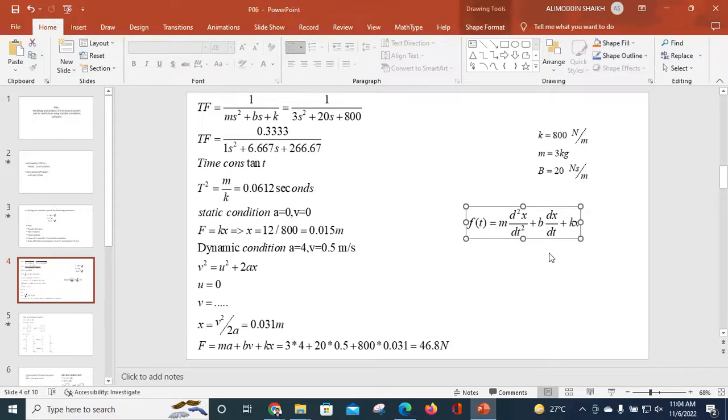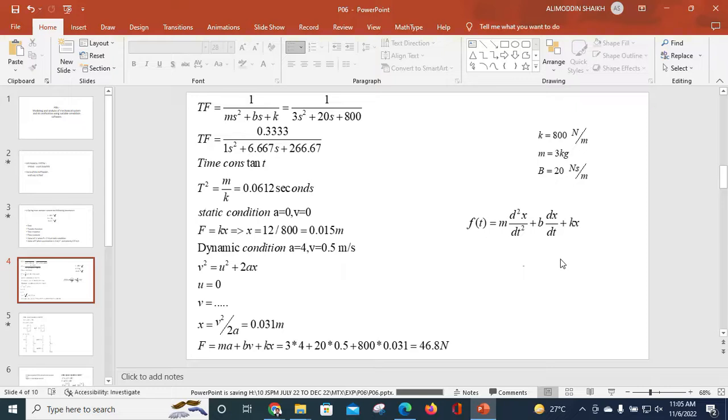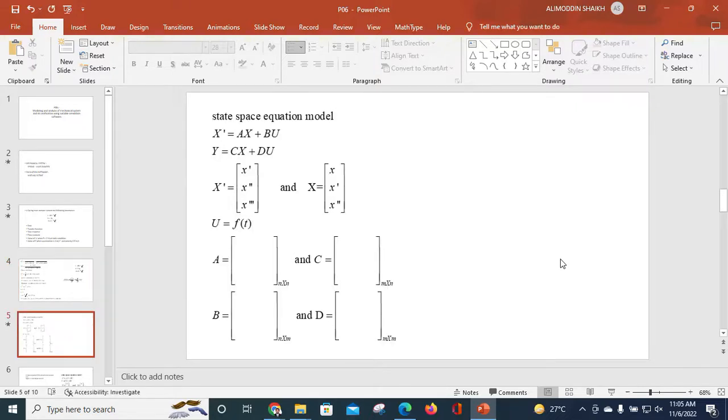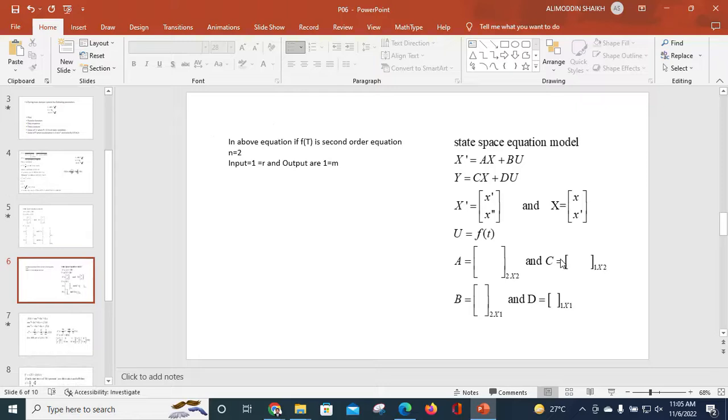Now see here, this is a second degree equation, hence n becomes 2. Here x is the output and there is only one input parameter and only one output parameter. This is the input and x is the output, hence m is equal to 1. Remember n is equal to 2 because it is a double derivative equation, and m is equal to 1. I will save. Now we will go to the next slide.